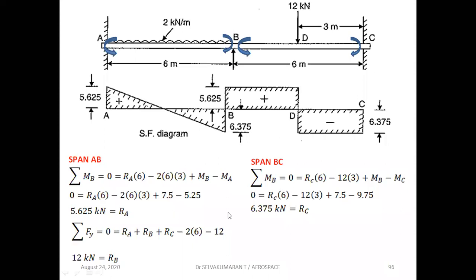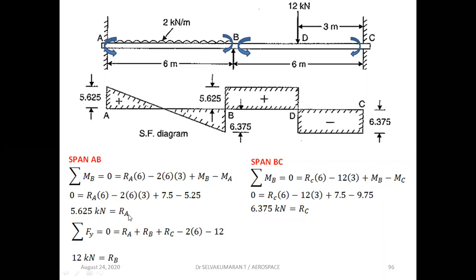Then after calculating RA and RC, write down this vertical equilibrium equation. Sigma Fy is equal to 0. RA plus RB plus RC minus 2 into 6 minus 12. Substitute RA and RC, get the value of RB, 12 kilonewton.